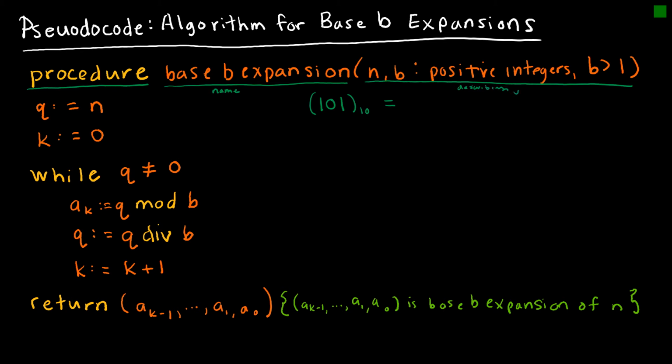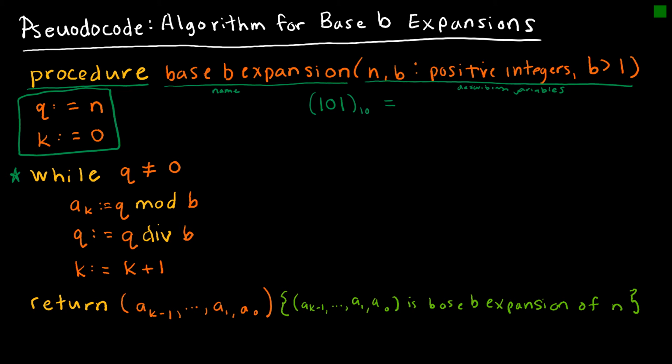variables. I'm writing very small, I apologize. Just describing variables. And then this over here gives me a starting point. So it's like, here's all the information that you need before we get to the actual procedure, which starts here at while. So the procedure is called base B expansion. I know that n and b will be positive integers, and b is going to be greater than 1.